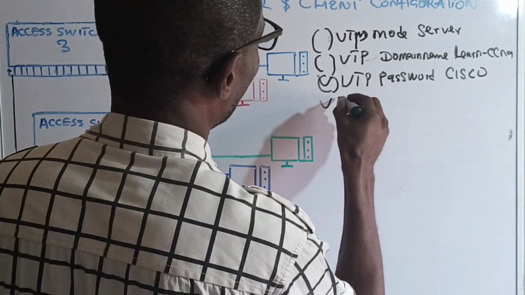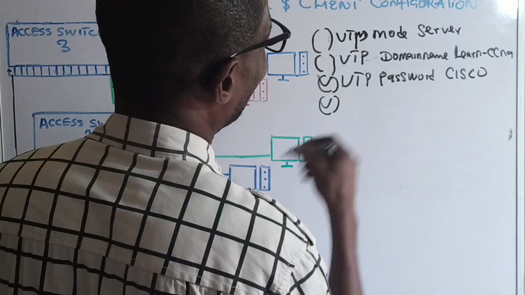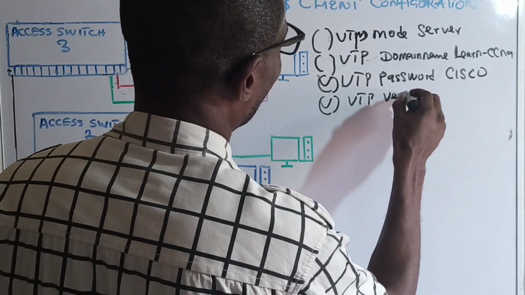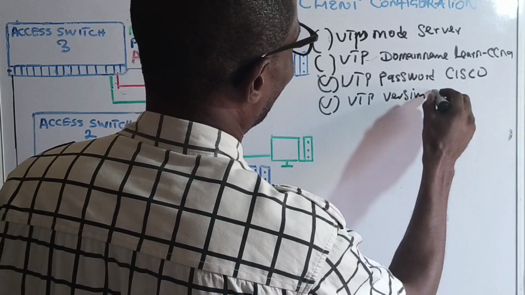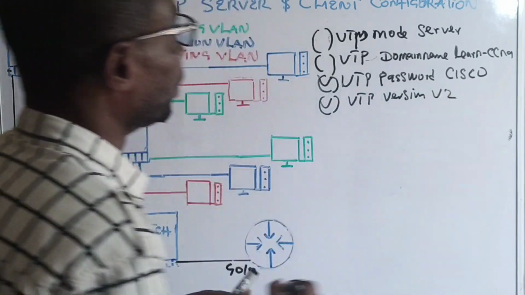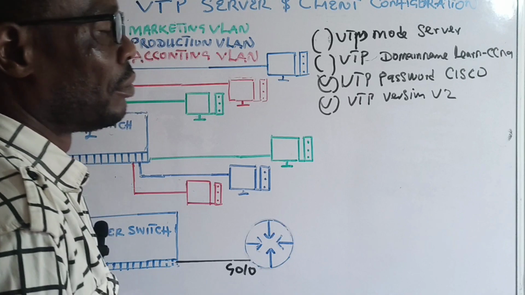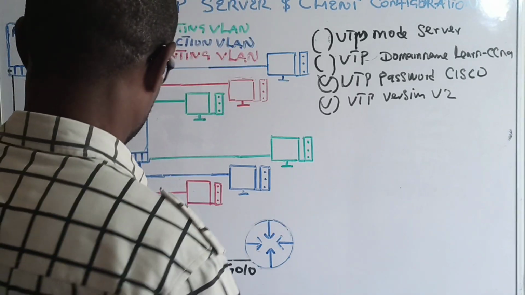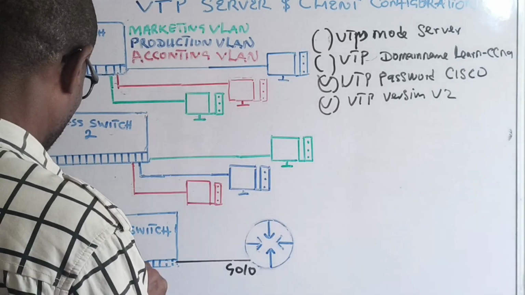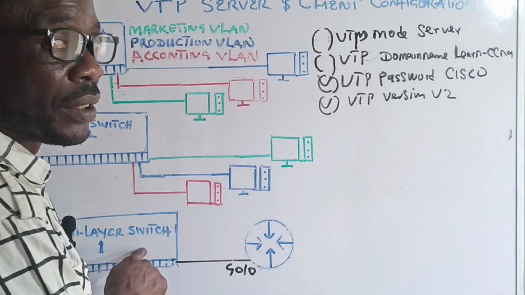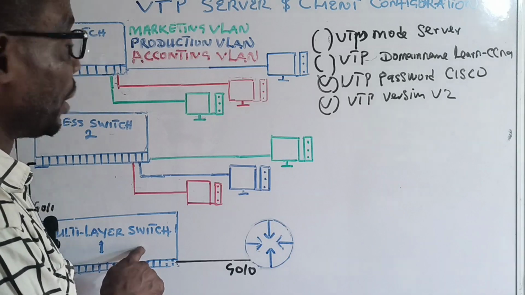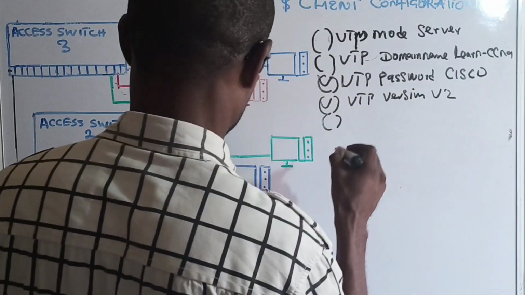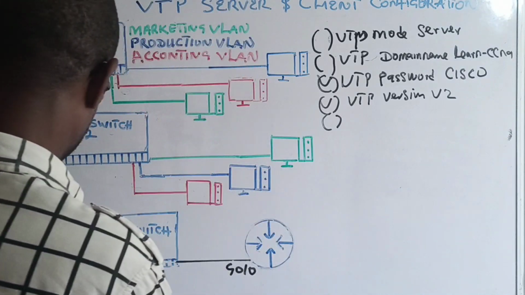Now, VTP from global configuration mode, VTP version is version 2. You hit enter. Okay, is version 2. So now remember you are still in this multi-layer switch, which is the main switch server. You come to this, you do interface this link.